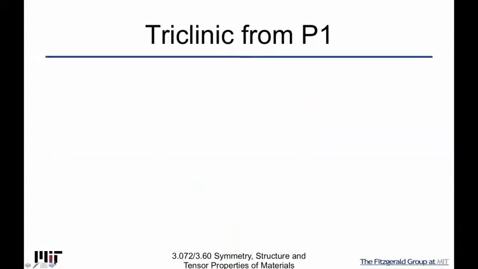So, we get the Triclinic from the simplest case, which is the P1. So P1 is fairly simple. We have, let's call our vector here T2. We'll create T1. So our lattice is basically looking like this.